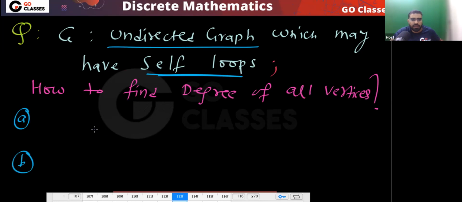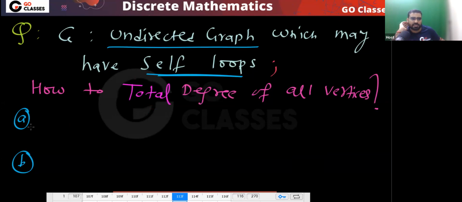Option A is basically just M square. Sorry, how to find the total degree of all vertices? Total degree means the total degree of all the vertices. Simple question, but you think about it. Mavit is saying that in the GATE exam, it is time taking. Now you apply your thoughts and tell me the answer. I am giving you options.